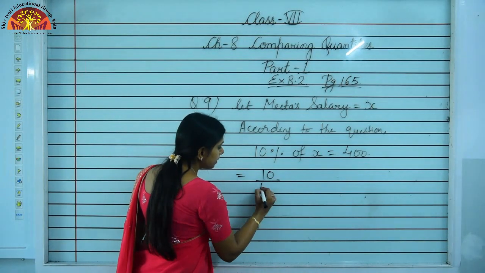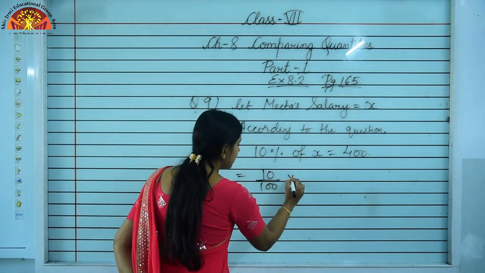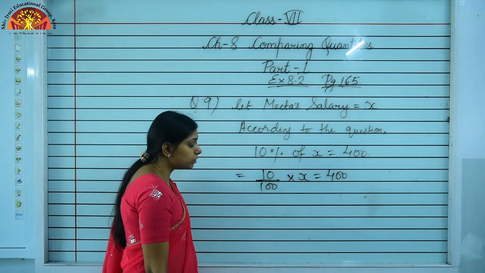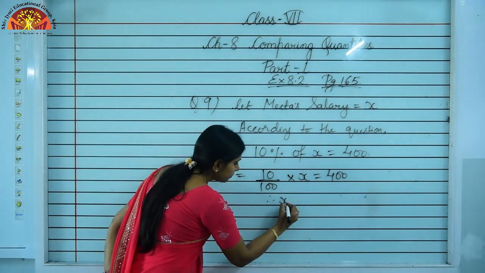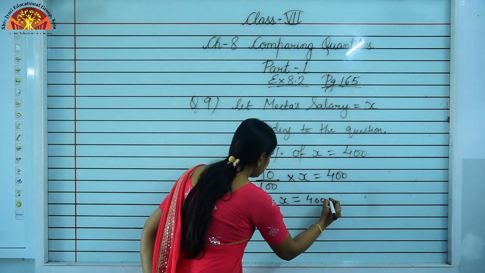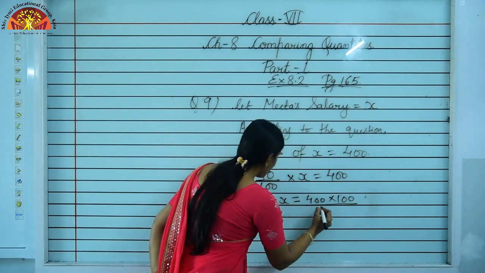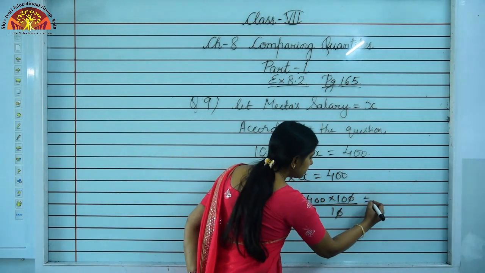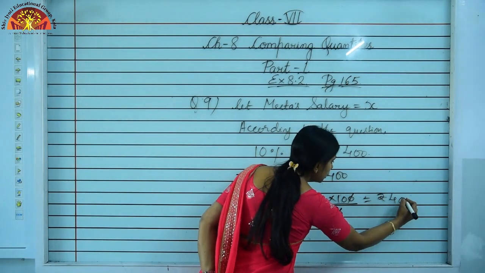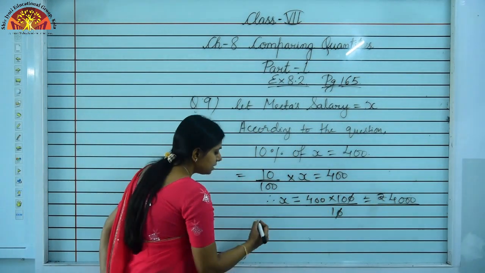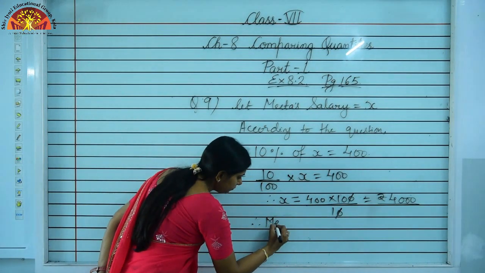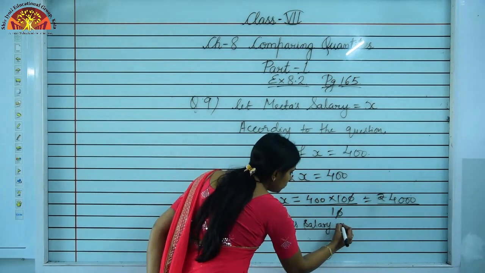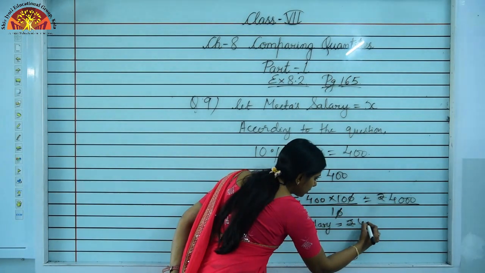10% will become 10 upon 100. Of means multiply, into X is equal to 400. Now you can do the cross multiplication, children. Therefore X is equal to 400 into 100 upon 10. Now you can simplify, this 0 will cut. So 400 into 10 will become rupees 4,000. That means therefore Meeta's salary is equal to rupees 4,000.